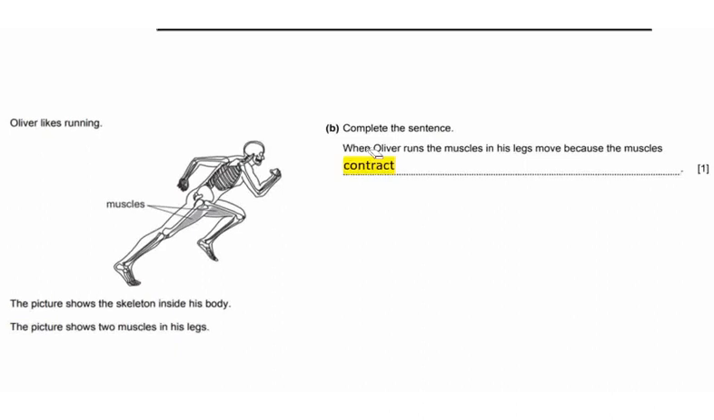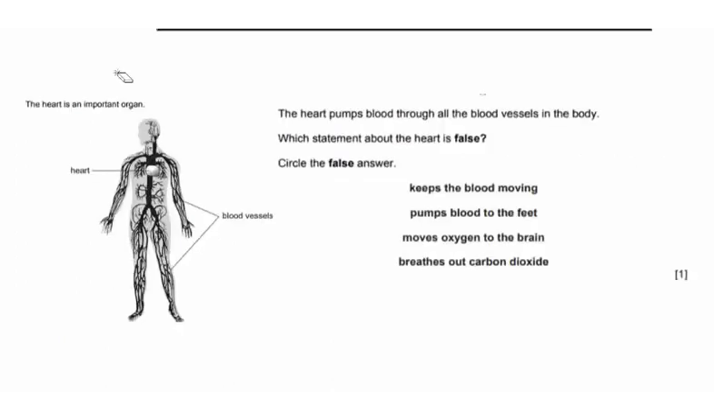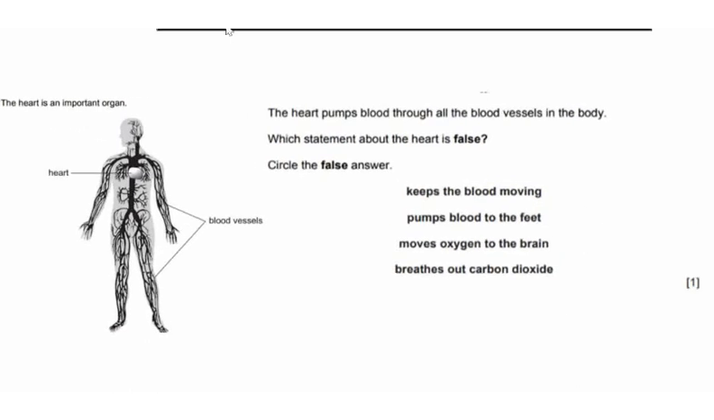Well, the answer is, when Oliver runs, the muscles in his legs move because the muscles contract. Contract means it can be shortened. That's how it moves the bone. Now here is question 2. The heart is an important organ. The heart pumps blood through all the blood vessels in the body. Which statement about the heart is false? Circle the false answer. This is blood vessels.